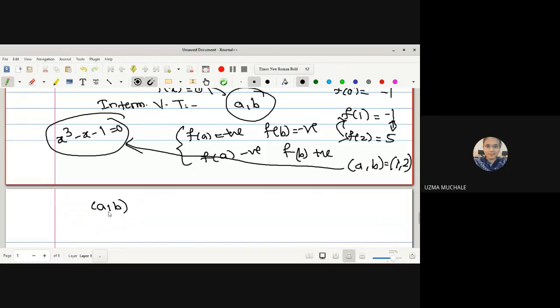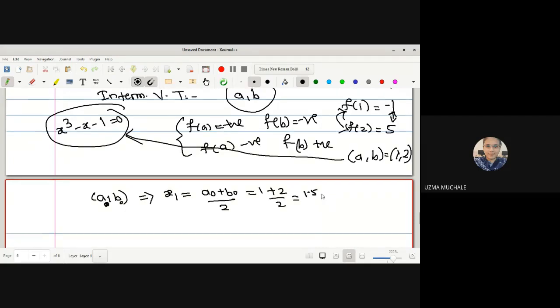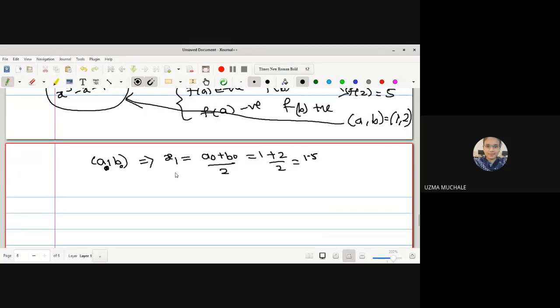Now in this method, suppose A naught, B naught is the first interval we choose. Let us bisect it. So x1 is equal to A naught plus B naught divided by 2. In this example, that is 1 plus 2 divided by 2, which is nothing but 1.5. So this will be the next number.